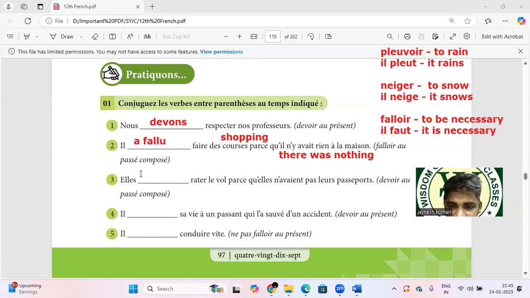Okay. Third one, devoir. Now, students, you have to learn the past participle of the verb devoir, which is dû. Ils ont dû rater l'avion. They had to miss the flight. They had to miss the flight because they did not have their passports.